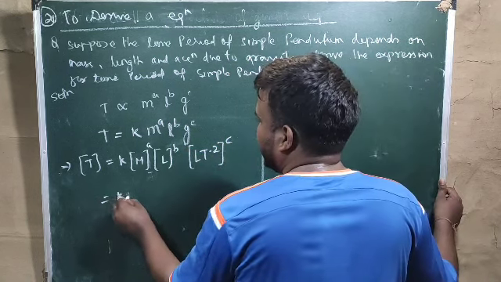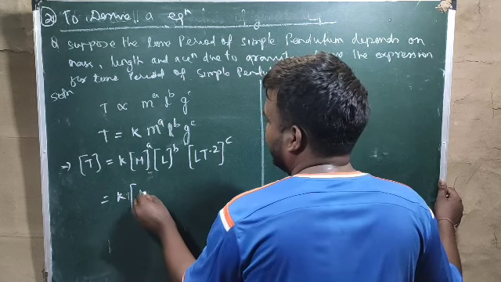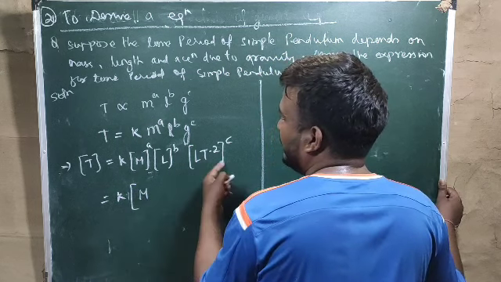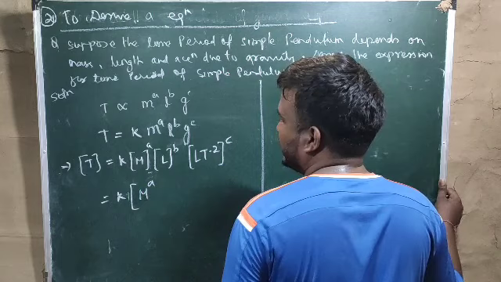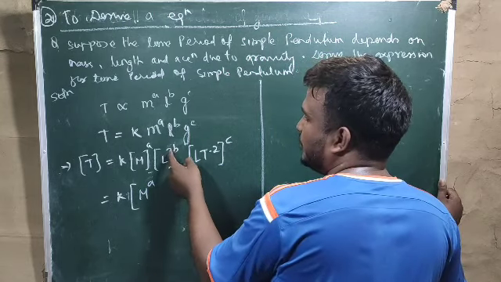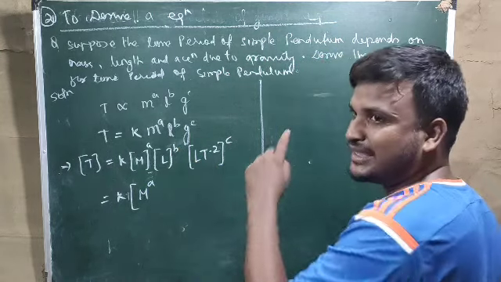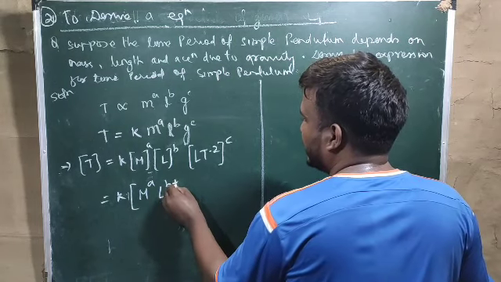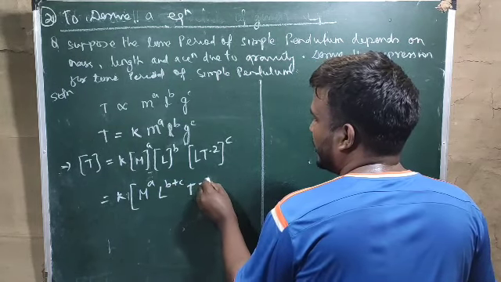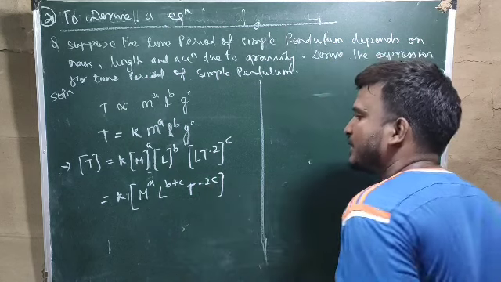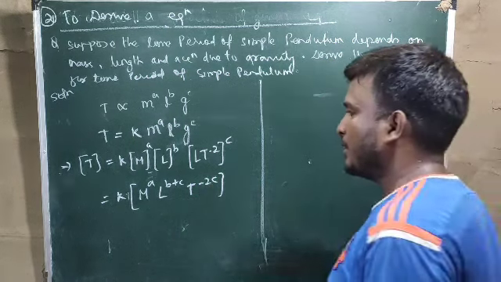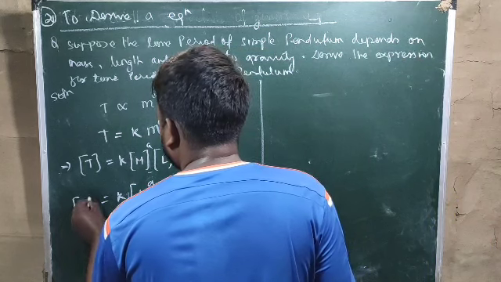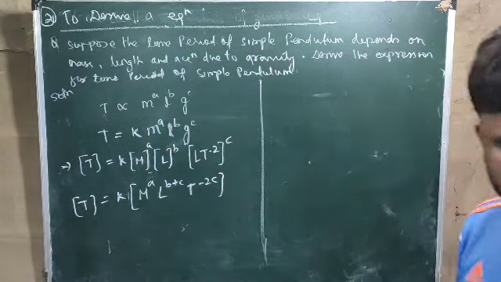So what will we get here? K, and only one mass is there, so M to the power A. Length is here to the power B and here to the power C, so if you add them, it will be L to the power B plus C, and time to the power minus twice C. So we have put the formula.